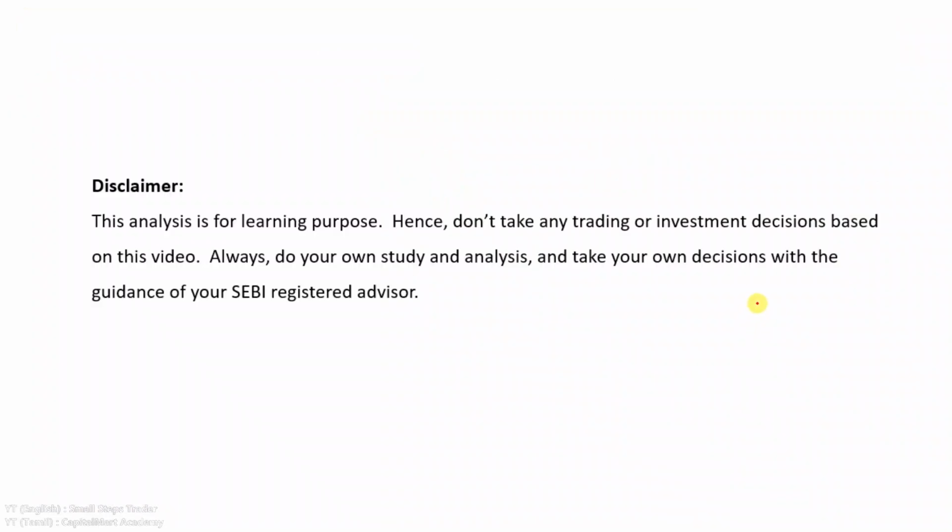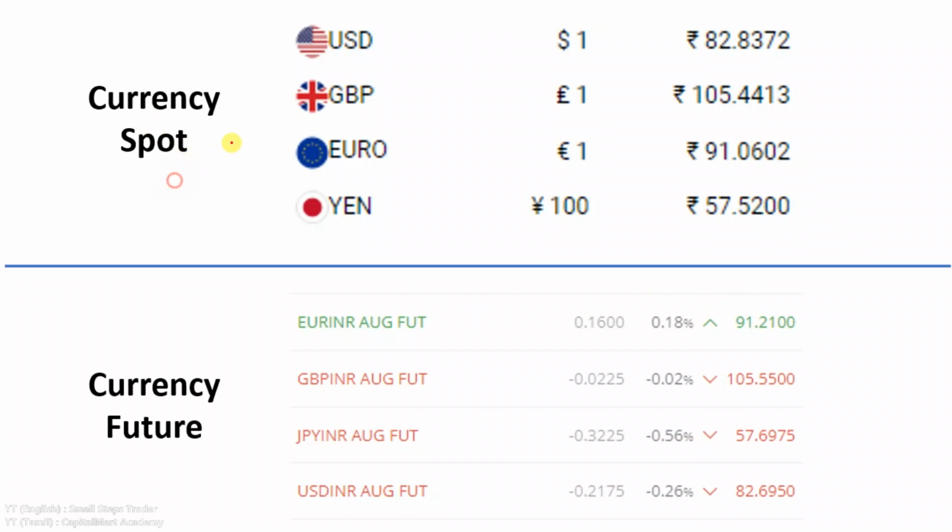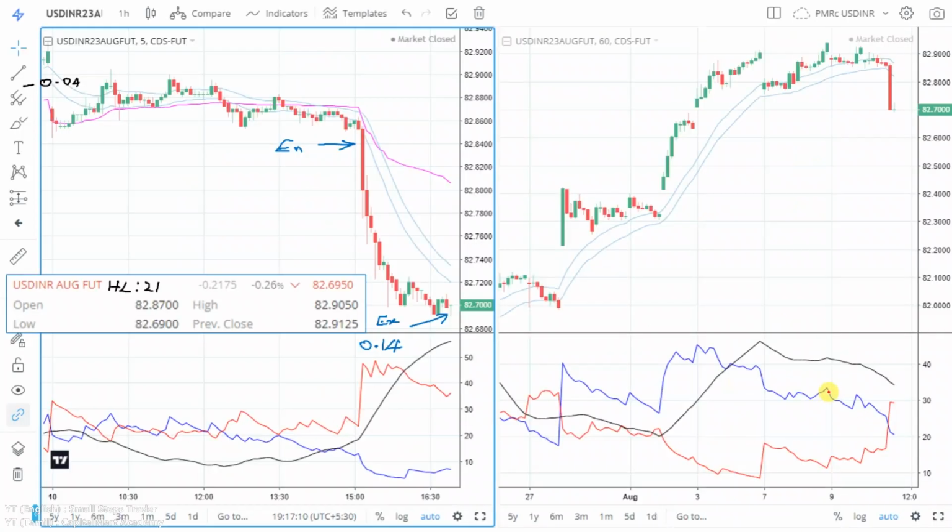So today we will see the currency report. First we start with the spot currency rate, that is the RBI reference rate. According to the RBI reference rate, USD is at 82 rupees 83 paise, GBP 105 rupees 44 paise, Euro 91 rupees 6 paise, and Yen 57 rupees 52 paise. Currency futures, all this we will see in detail in the chart analysis.